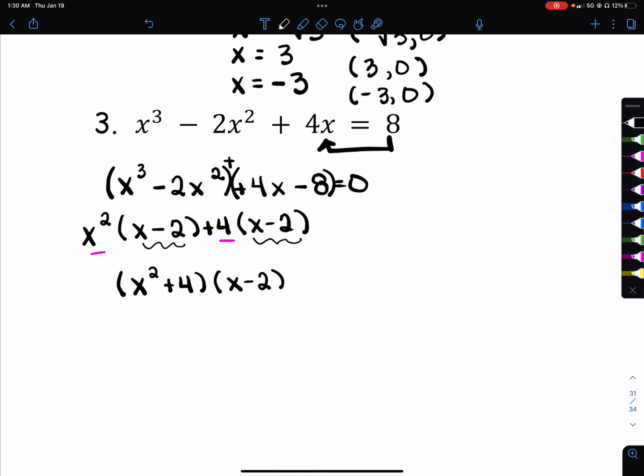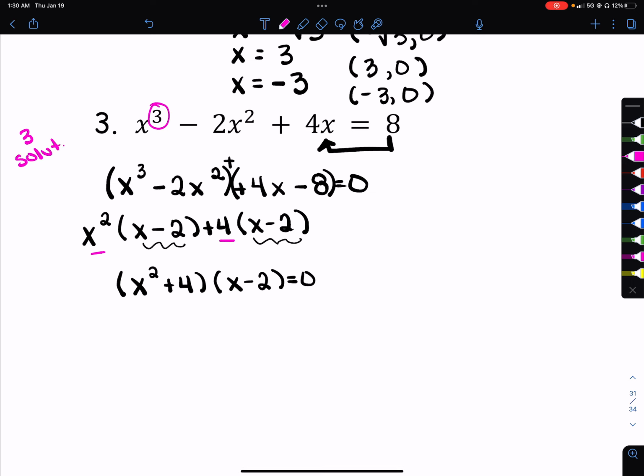Okay. Looking at these 2 here, can we factor x squared plus 4? Well, even though 4 is a perfect square and x squared is a perfect square, we only use that shortcut if it is the difference of squares. This is the sum of squares. So we can't factor that further. And then we have x minus 2. That can't be factored. So then we say, okay, let's go ahead and use the zero product property. On this one here, it's a degree of 3. That means we are going to have 3 solutions.